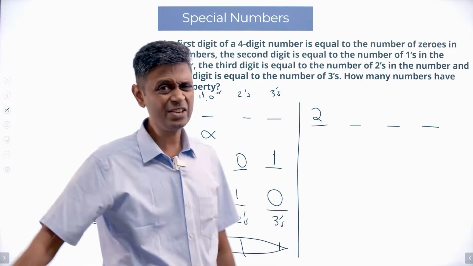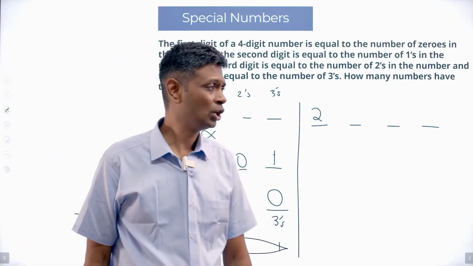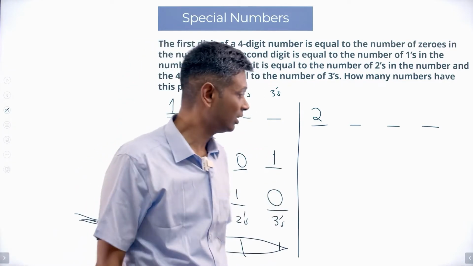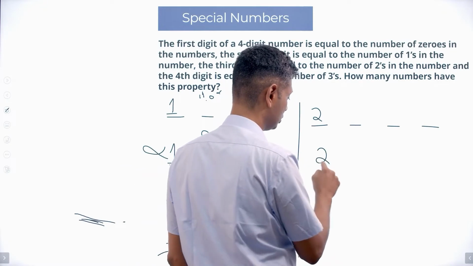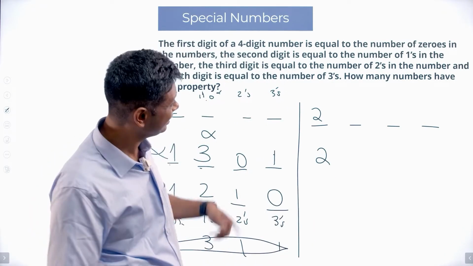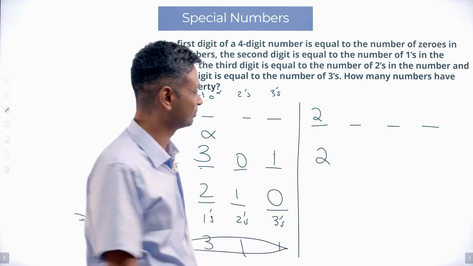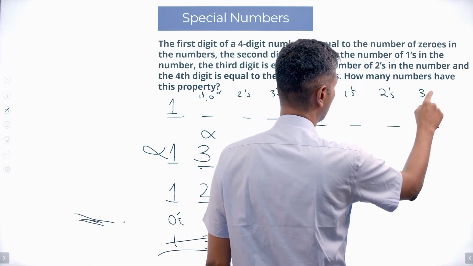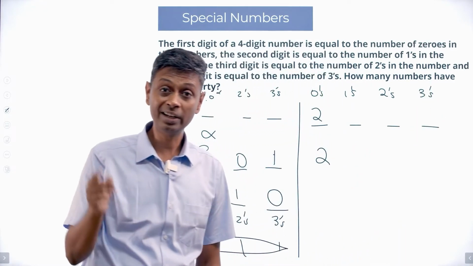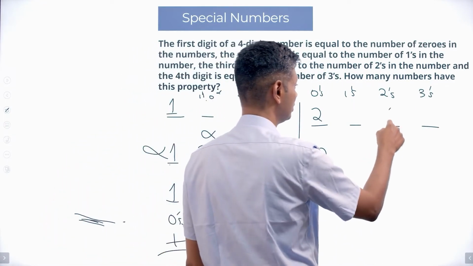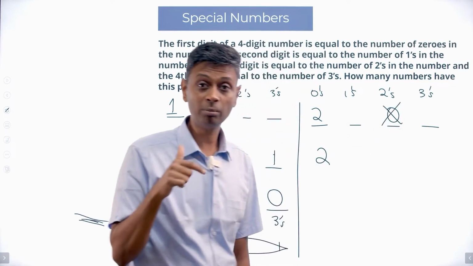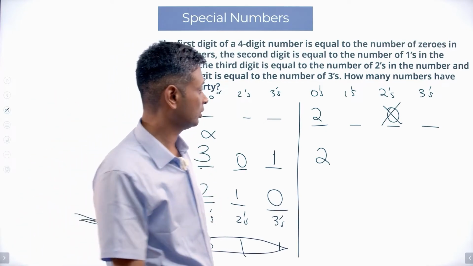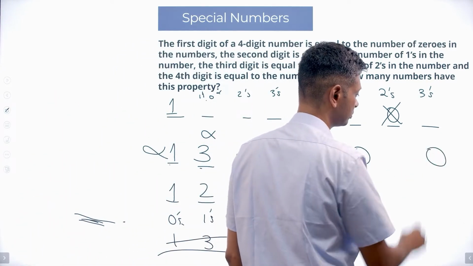Starting with 2 is even simpler. Why is it even simpler? Because if you start with 2, there have to be 2 zeros in this number. So I can say, hey, 2 zeros need to be in the number. This number already has a 2 in it. So this is the number of zeros, the number of 1s, number of 2s, number of 3s. This number already has a 0 in it, so this one cannot be 0. This number cannot have 0 2s. It already has a 2 in it. So if you have to have 2 zeros, they have to be here and here.